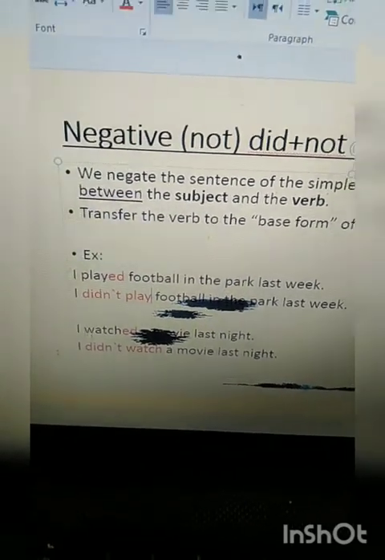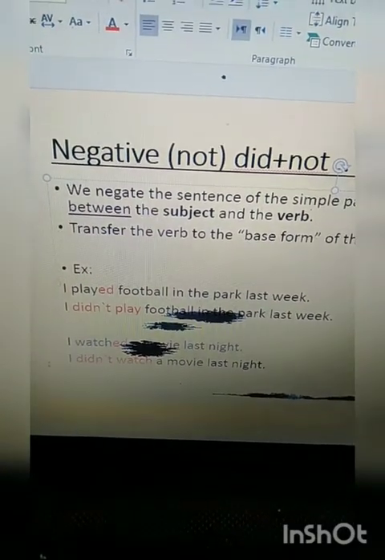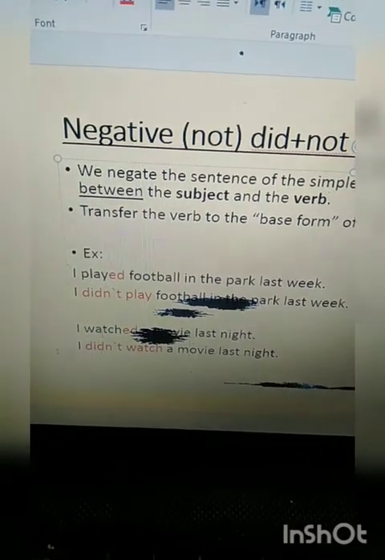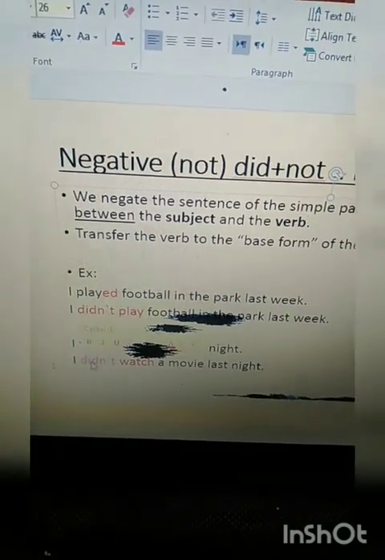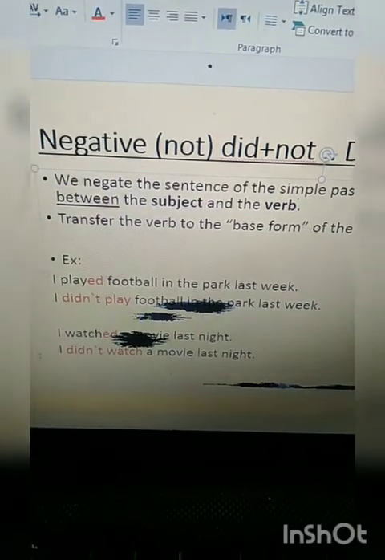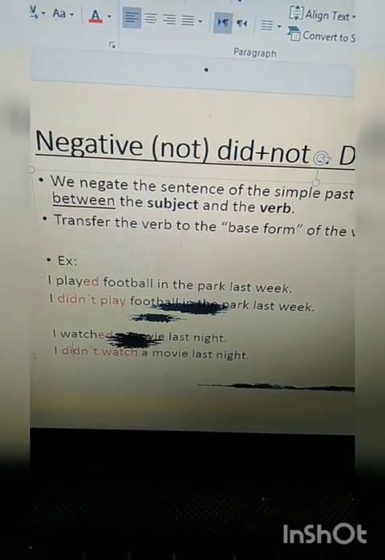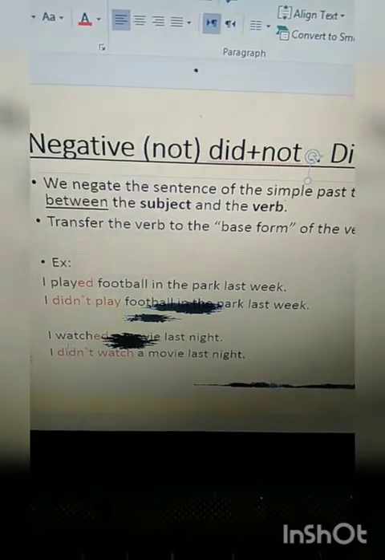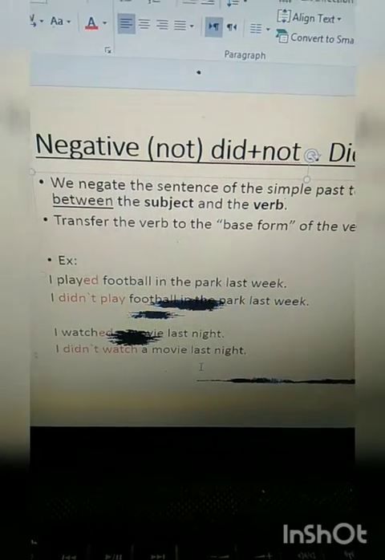The same here. I watched the movie last night. I want you to negate the sentence. We turn it into a negative. I use the contraction didn't, did plus not. I didn't. Watched becomes the base form of the verb, which is watch. And I complete the sentence. I didn't watch a movie last night.